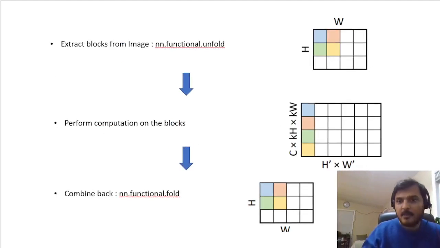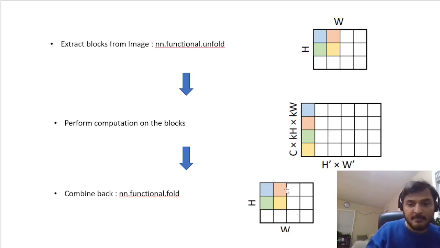Now I have this matrix in this format, and each column corresponds to each block. Now I can perform any operation. I can do element-wise addition, subtraction, no matter what. Convolution here would be a dot product with a 4 by 1 vector. I apply whatever operation I want to apply here, and then I fold it back. So nn.functional.fold takes it back to the format that you want. Here I want it to be packaged back as a 2 by 2.